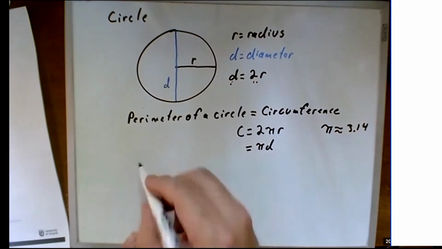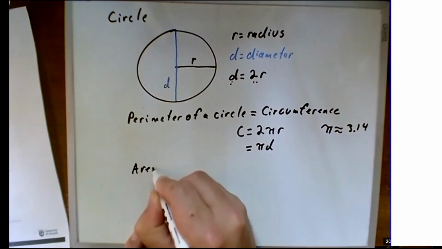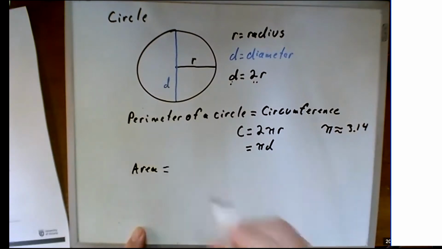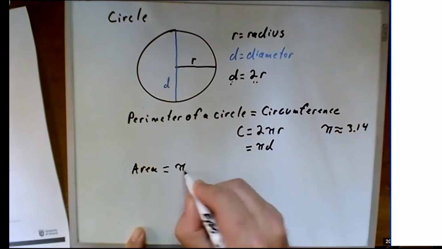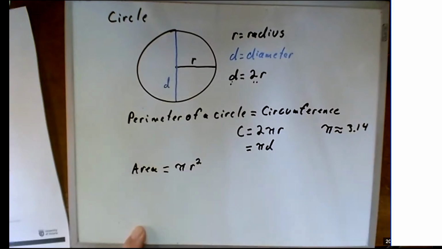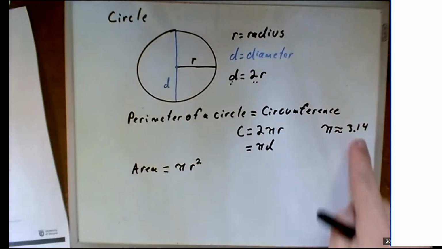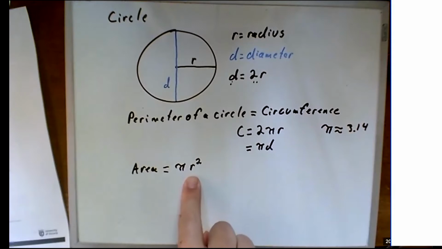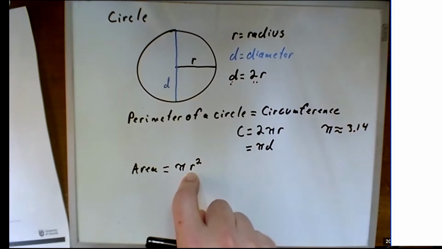Now, the same is not quite true when we're talking about the area of a circle. The area of a circle is represented by the formula pi r squared. So in this case, we're going to take pi, 3.14, we'll multiply it times r, and then we'll multiply it times r again. Has to be radius in this case, cannot be diameter. Forever and always radius when dealing with area.